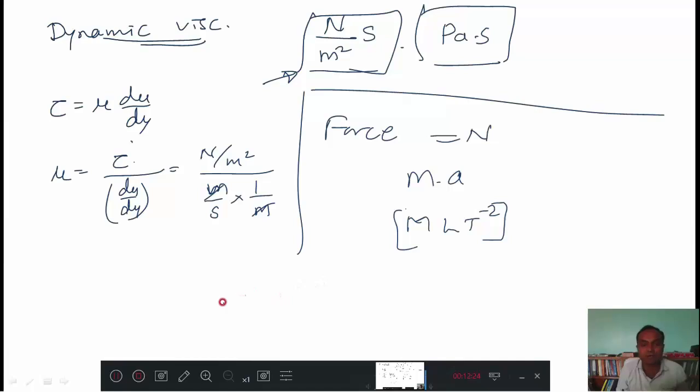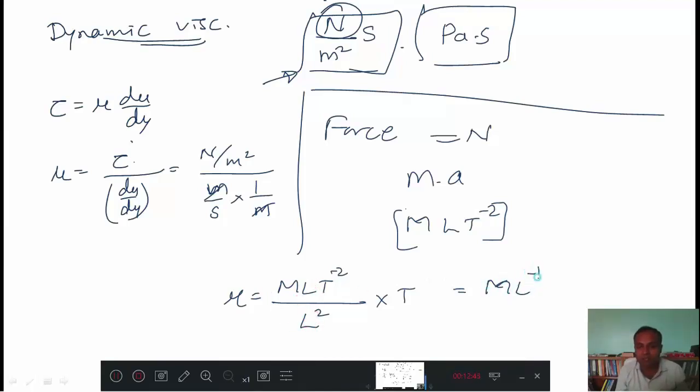Then what is your dynamic viscosity? Dynamic viscosity equal to m L t raised to minus 2, that is your Newton, and divided by meter square, that is L square, and into time. Then your answer is, this L square comes to the top, minus 2, or L cancel, minus 1. Therefore m L raised to minus 1 and T raised to minus 1. This is the dimension of dynamic viscosity. That is your dynamic viscosity.